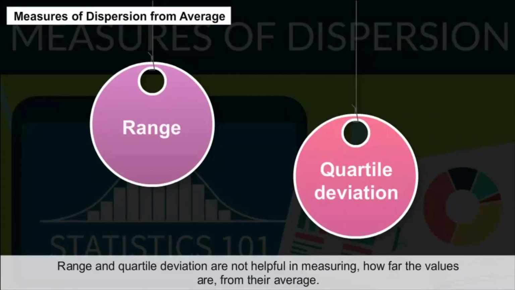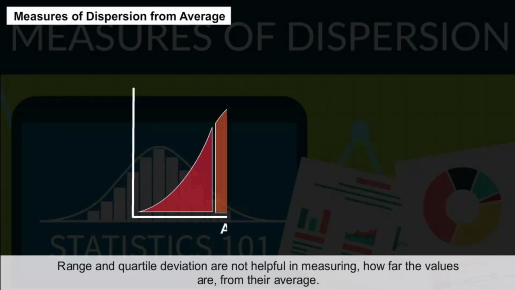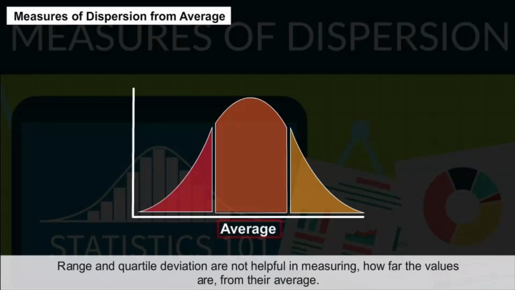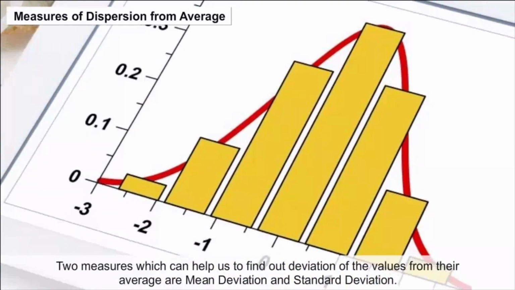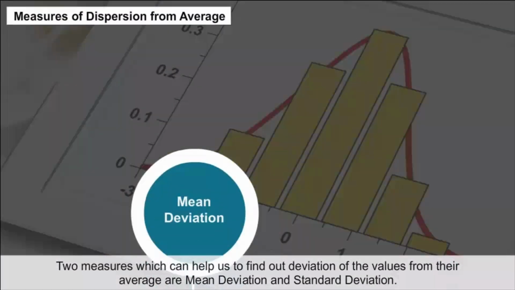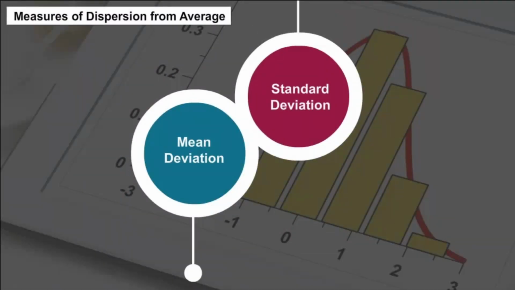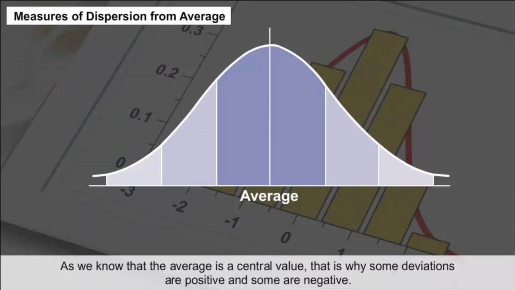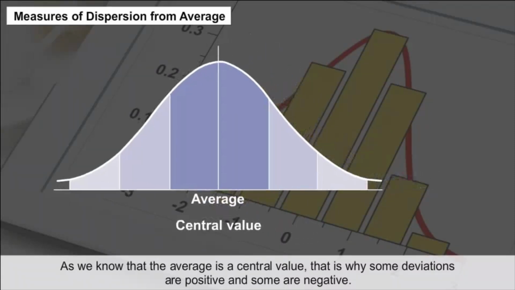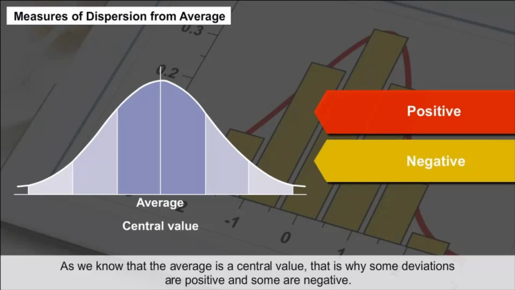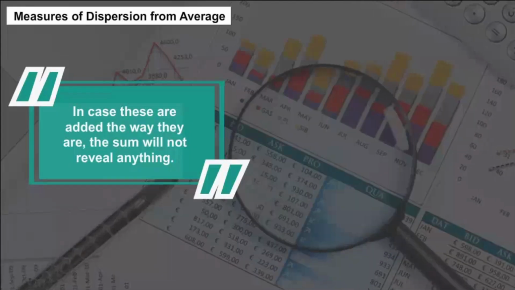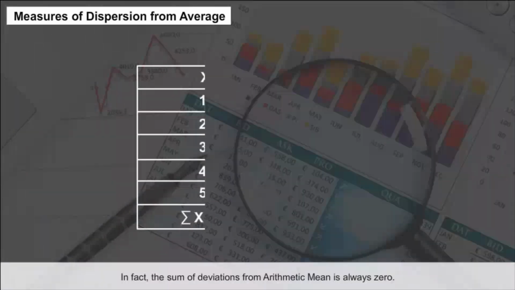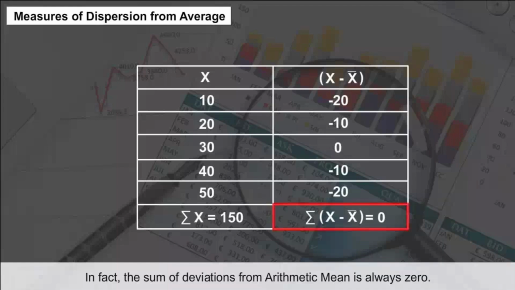Measures of dispersion from average. Range and quartile deviation are not helpful in measuring how far the values are from their average. Two measures which can help us to find out deviation of the values from their average are mean deviation and standard deviation. As we know that the average is a central value, that is why some deviations are positive and some are negative. In case these are added the way they are, the sum will not reveal anything. In fact, the sum of deviations from the arithmetic mean is always 0.